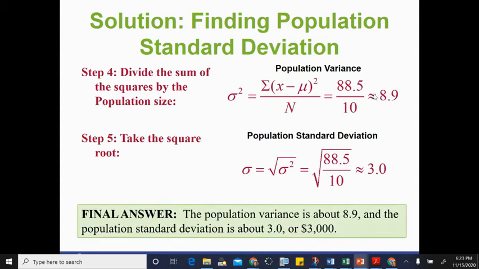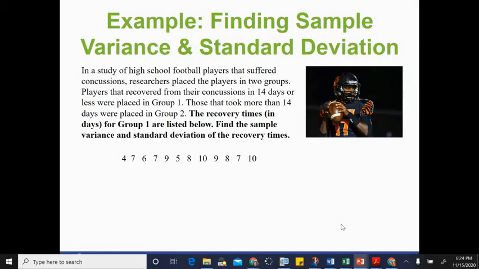So our final answer here, the variance, they asked for that, and it was 8.9. It doesn't really tell us much. We can't really talk about units in population variance, but you can when you get to standard deviation. And the standard deviation here was about 3.0 or about $3,000. So kind of think about it as each group goes out about $3,000 from the average.